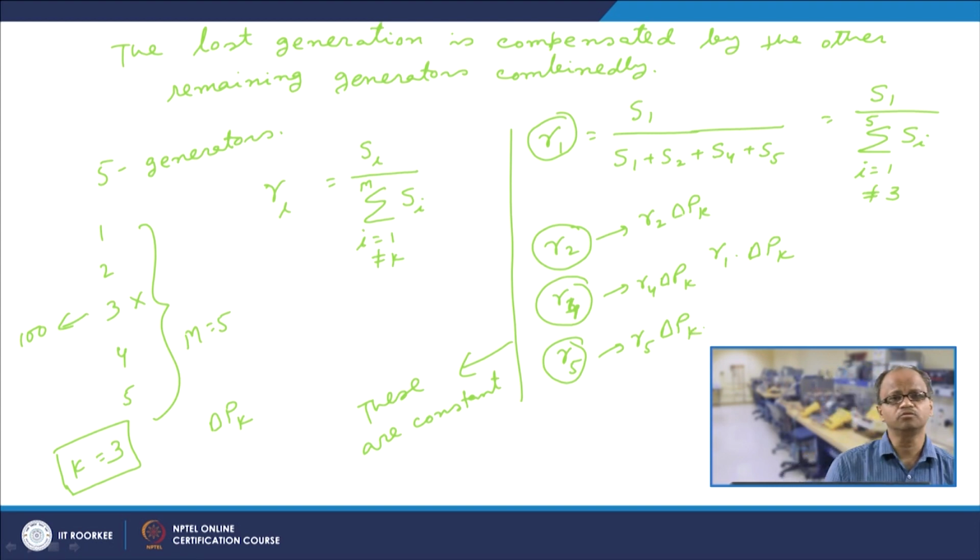So, what happens now? Earlier we only considered that there is a change in the injected power only at bus k, that is, the bus at which this generator is going out of operation. But now because of this, the injected power at all the other buses is also changing. So, when we calculate the new power flow over the lines, we also have to take into account the change in the injected power at bus 1, bus 2, bus 4 and bus 5.